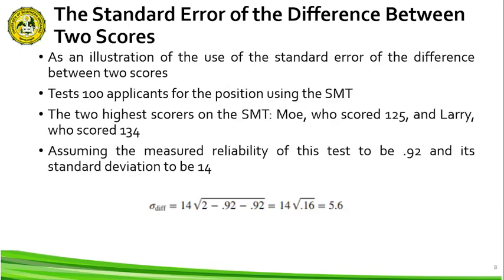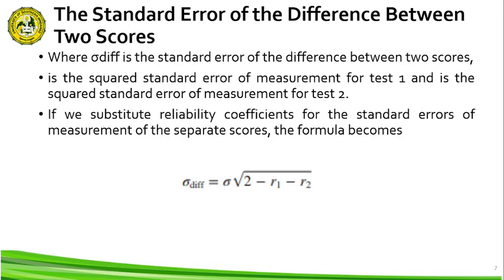So, the standard error of difference between two scores will be larger than the standard error of measurement for either score alone because the former is affected by the measurement error in both scores.